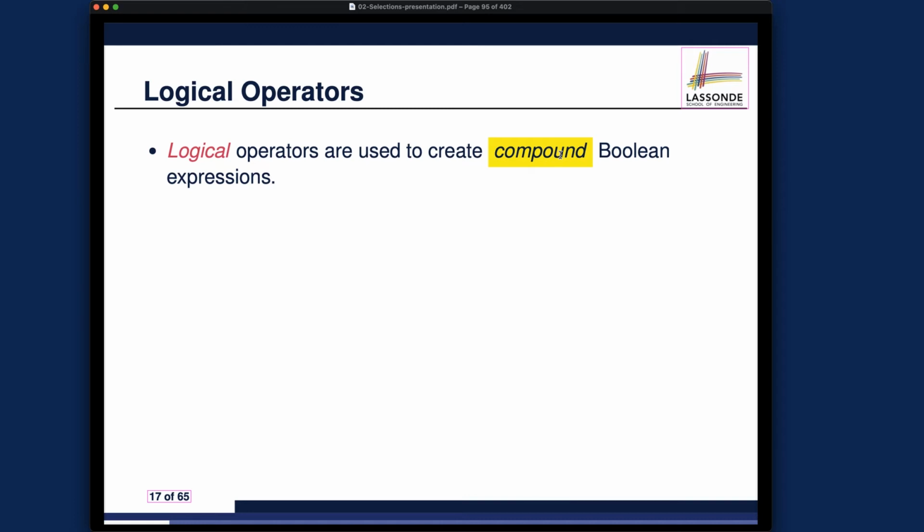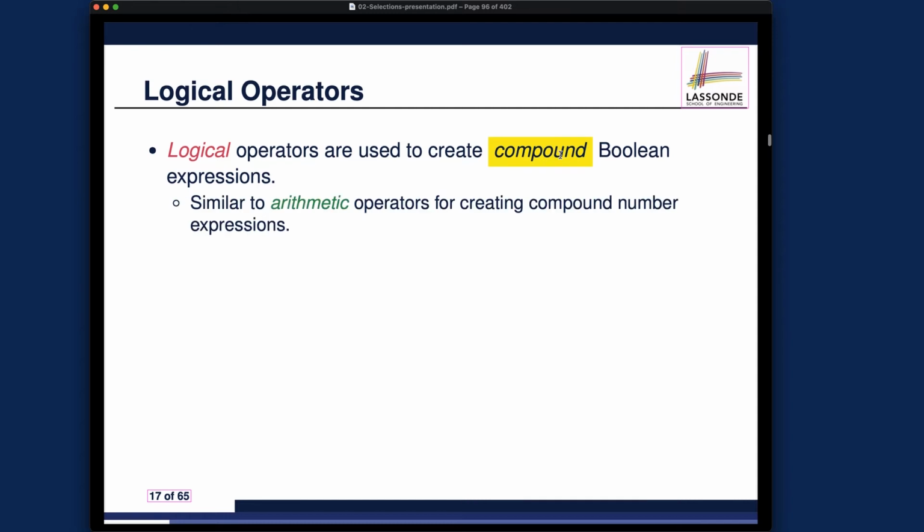But now, in this part of the lecture, we'll talk about something that's slightly more complicated than simply a single relational operation. By analogy, similar to arithmetic operators for creating compound number expressions, we want to use logical operators to create compound Boolean expressions, right? We want to create complex expressions of Boolean type, which will evaluate to either true or false. That's the principle you want to keep in mind.